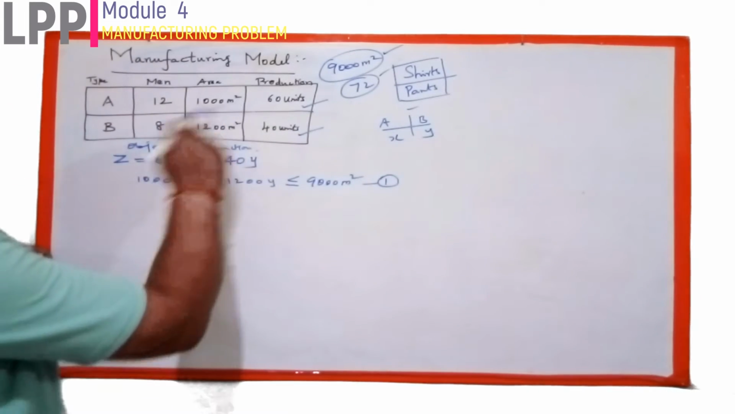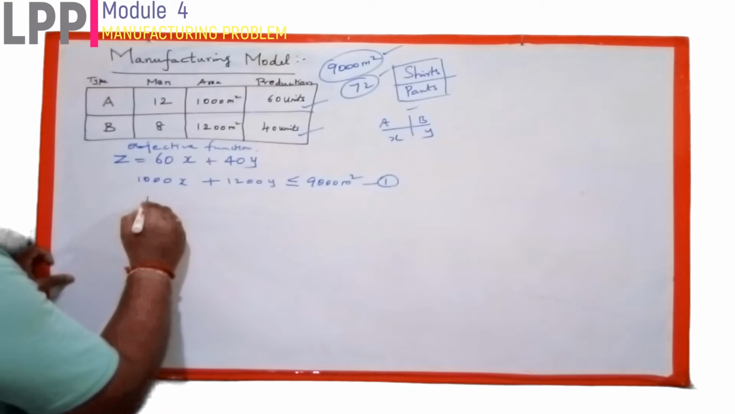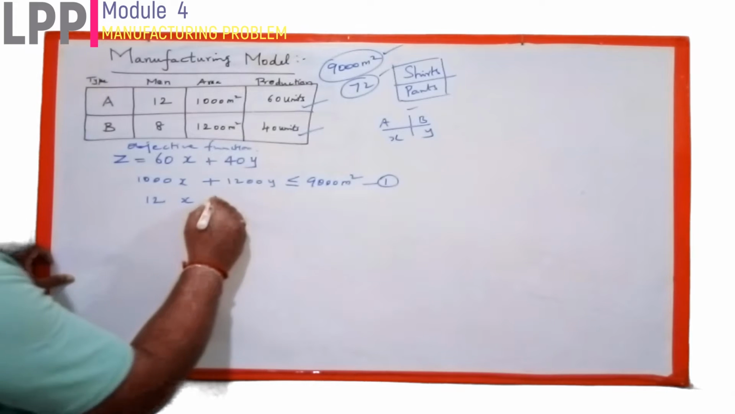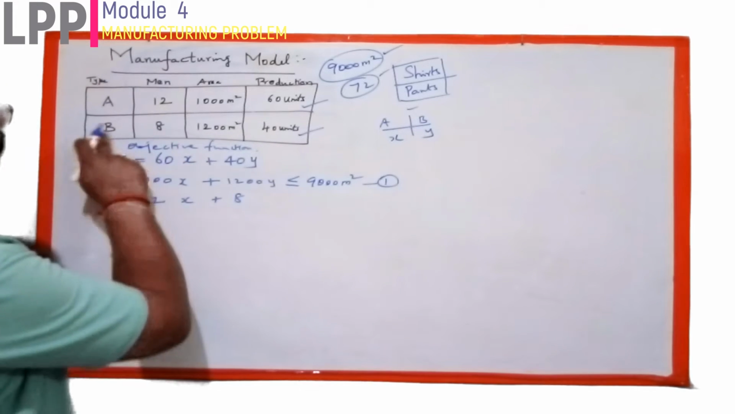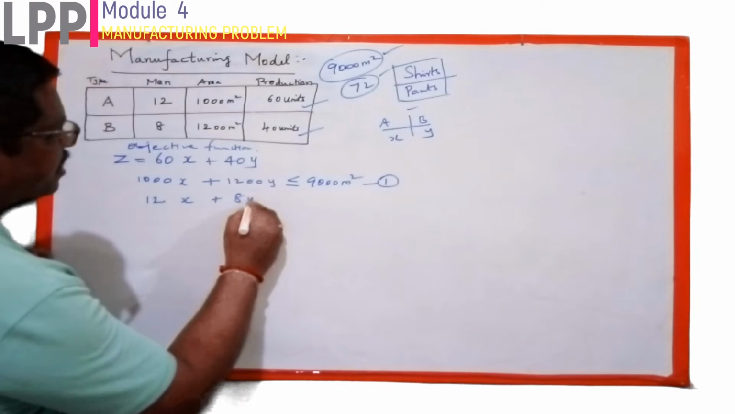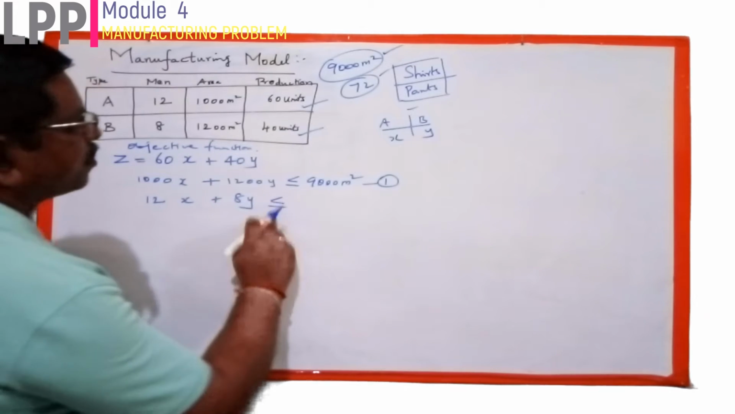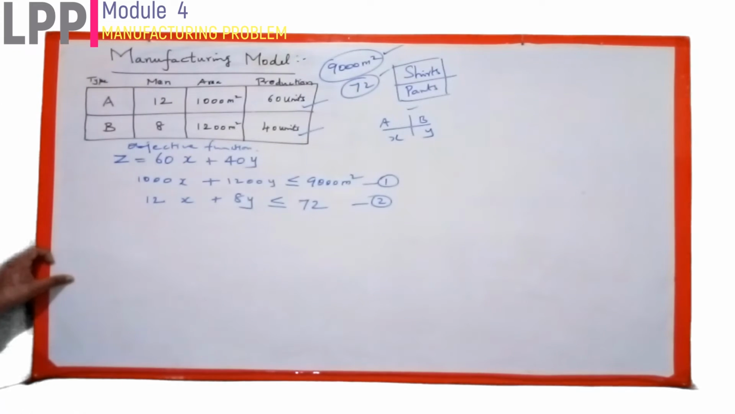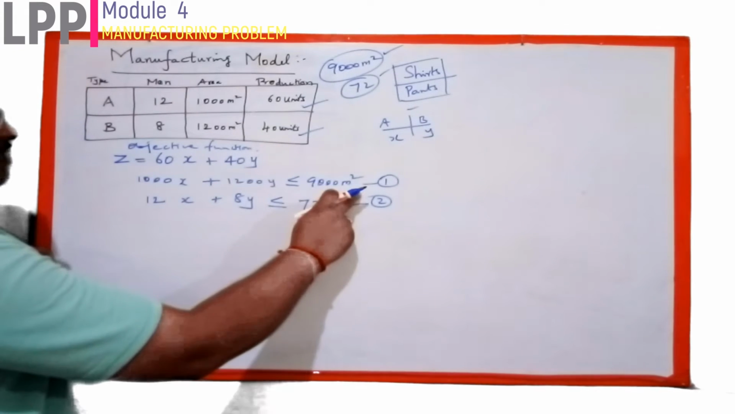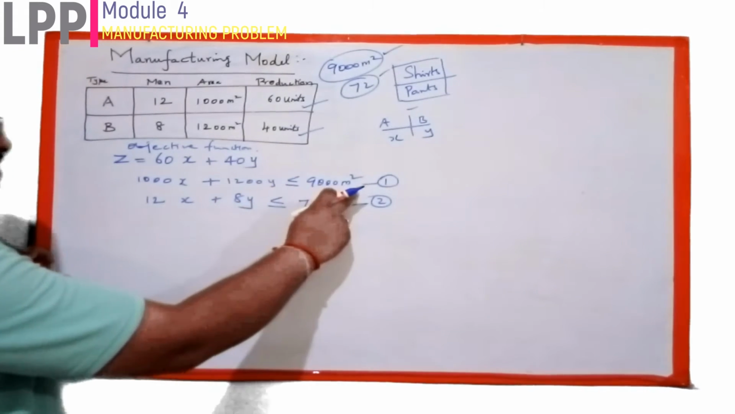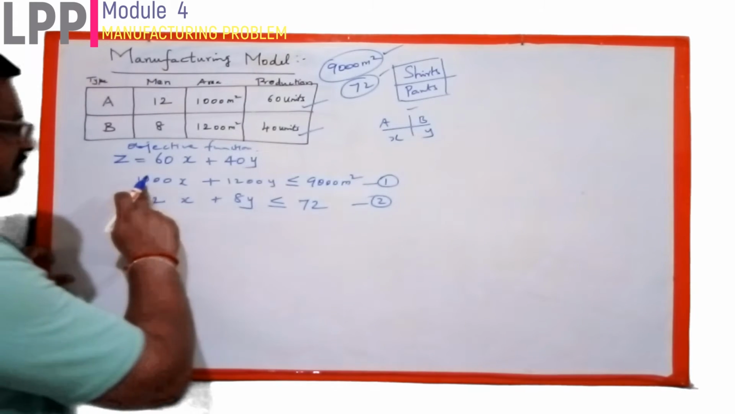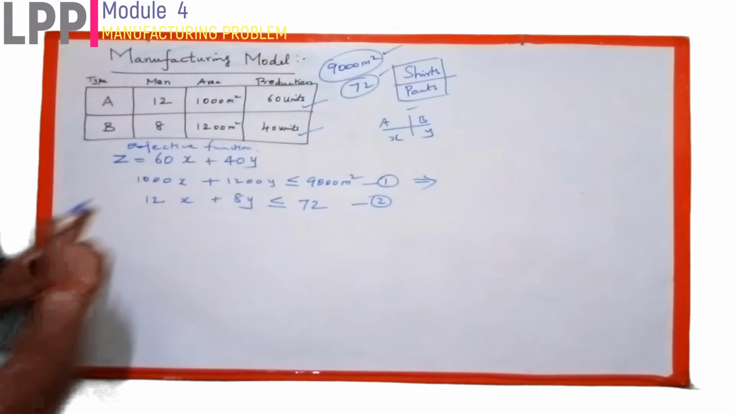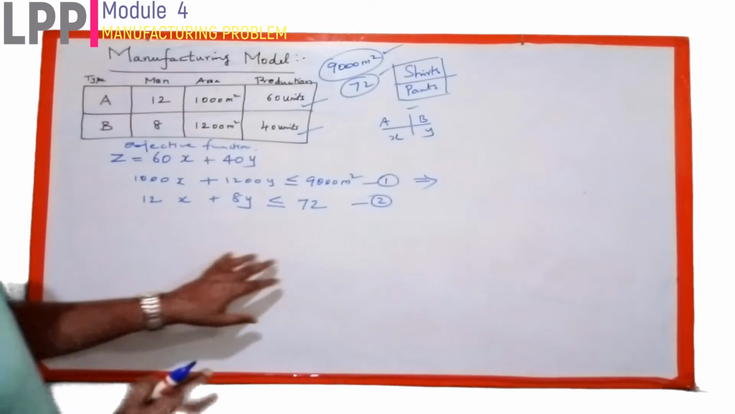Now let us take the second one. Here the second condition is that a total of 12 men are working on machine A, so 12x, plus 8 members are working on machine B. The number of B machines is Y. So less than or equal to the total number of people, 72 workers. So now we have got the second inequation. Now let us change the first inequation, sorry, it is an inequation, not an equation. We are changing the first inequation into its simplest form. Whether it is in simplest form or not, that also we have to observe.